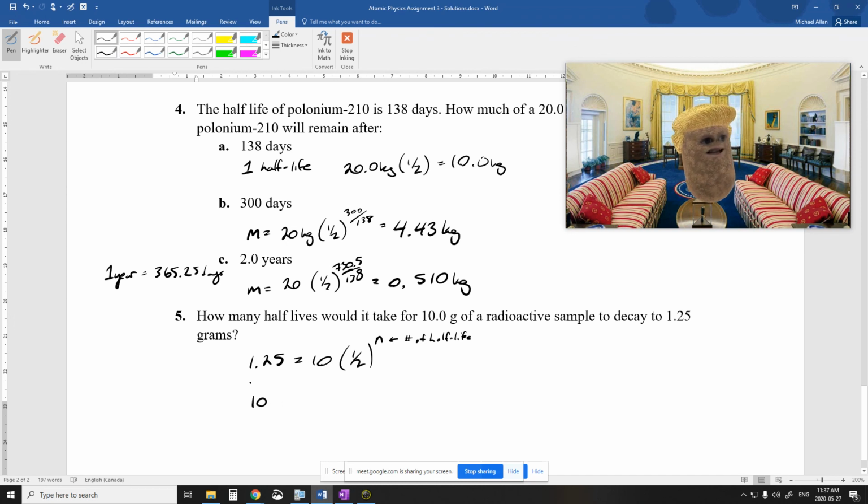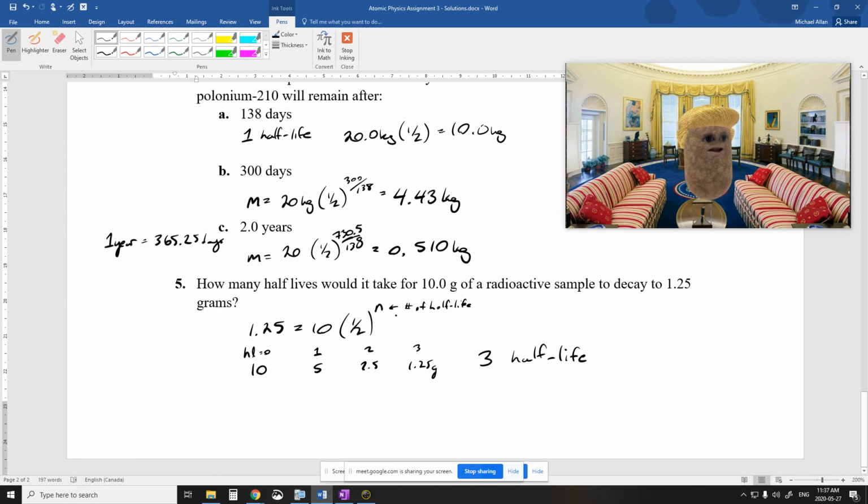So at 0 half-lives, I'm at 10. At 1 half-life, I'm at 5. At 2, I'm at 2.5. At 3, I'm at 1.25. So 3 half-lives. Of course, you could do this by logs, but why would you? Okay, everything looks good there.